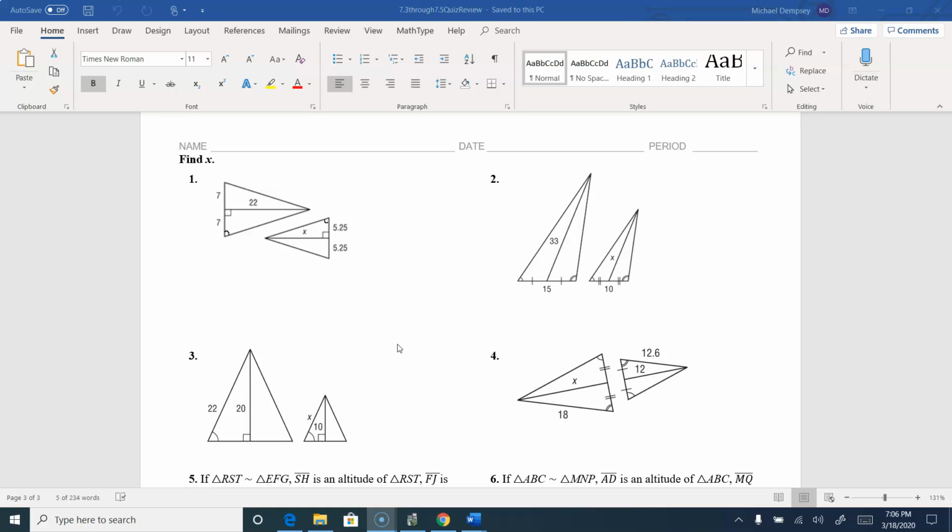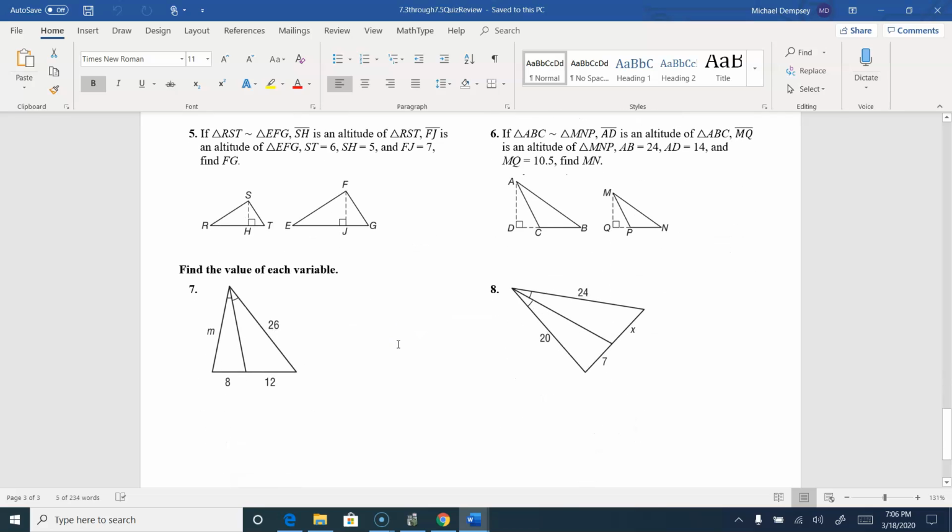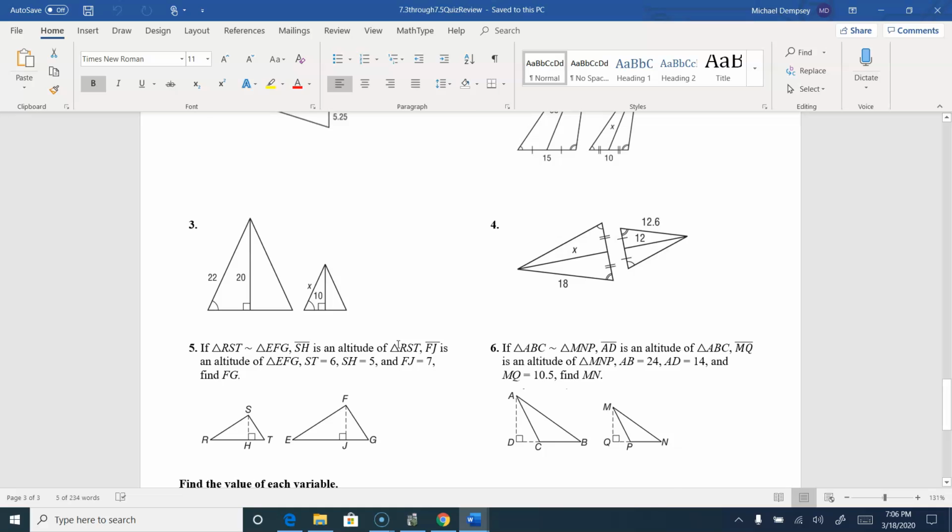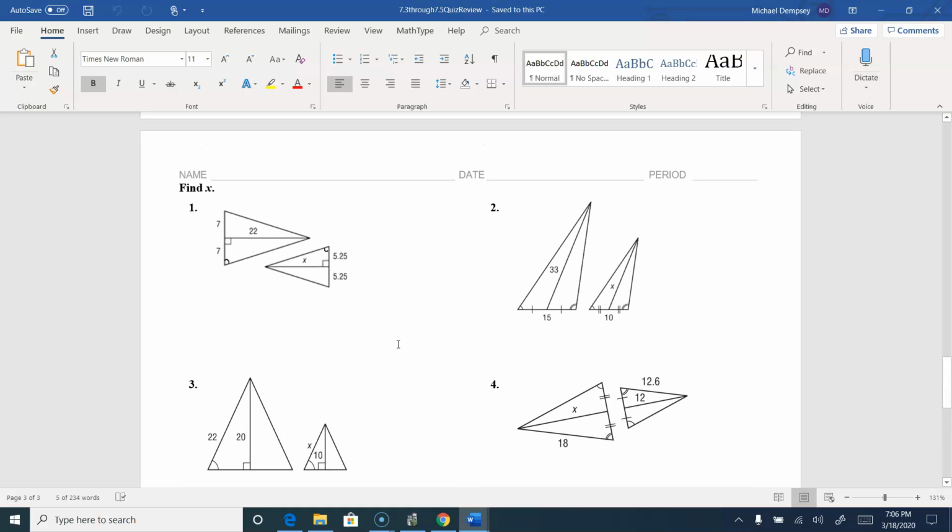If you have a median in a triangle or an angle bisector, they create proportional parts. So the first section up here, we're going to see some medians. And then when we get down to the bottom, you have angle bisectors. And we get those special parts, they create proportional parts as well. So up at the top, we have two similar triangles.